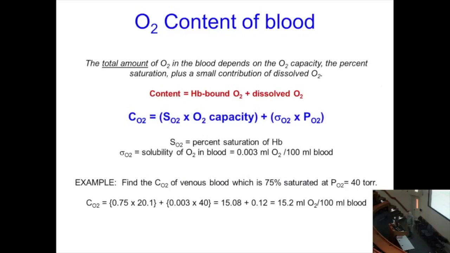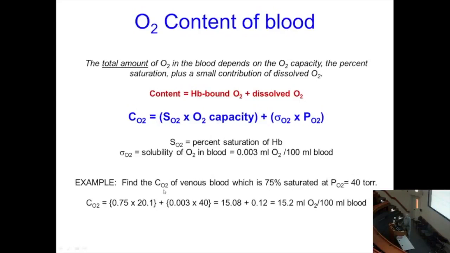Now let's talk about the oxygen content of blood. When we calculate the content, we want to include not only oxygen bound to hemoglobin, but also dissolved oxygen. So the content of oxygen is the percent saturation times the oxygen capacity, plus the solubility times the partial pressure of oxygen.